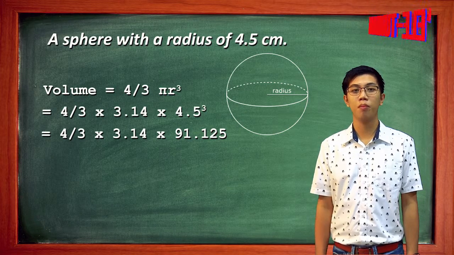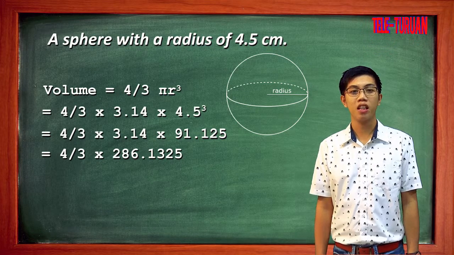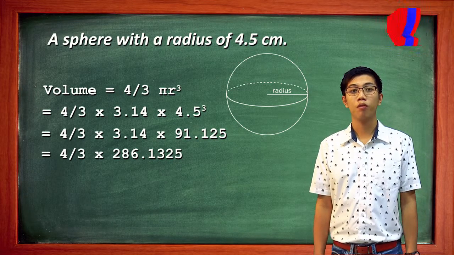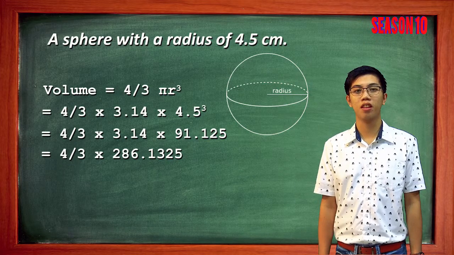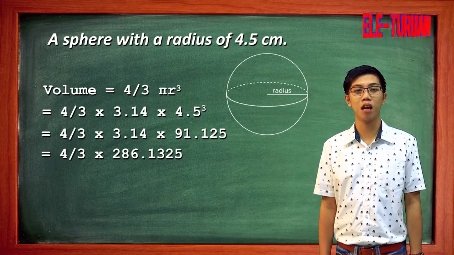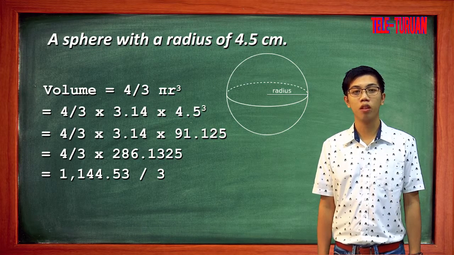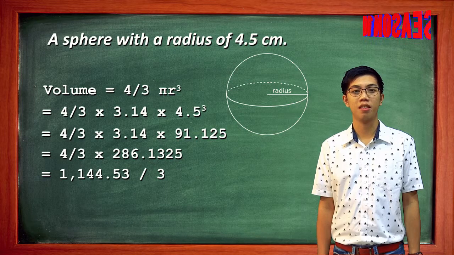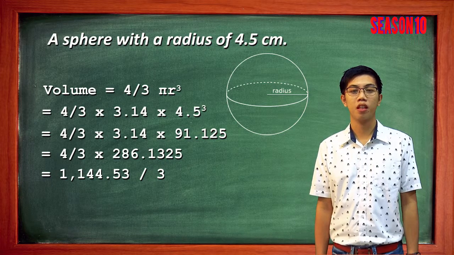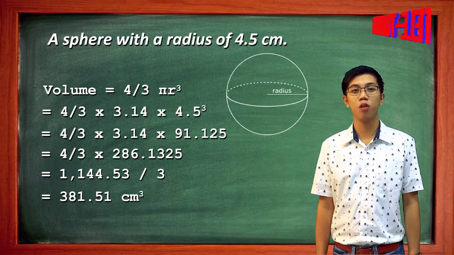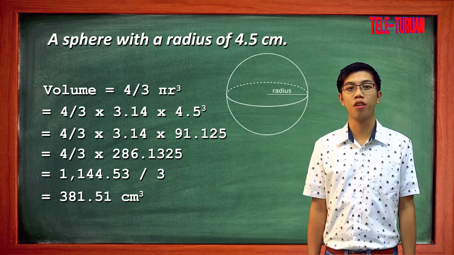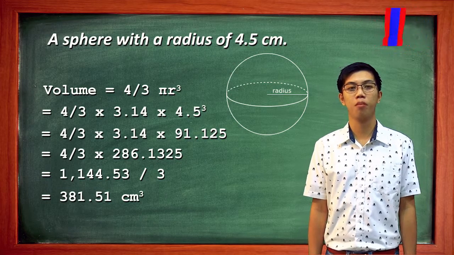3.14 multiplied by 91.125 equals 286.1325. 4/3 times 286.1325. 286.1325 multiplied by 4 is equal to 1,144.53. The last step, 1,144.53 divided by 3. This is equal to 381.51 cubic centimeters. And since we are still solving for volume of solid figure, we will use cubic units as unit of measurement.